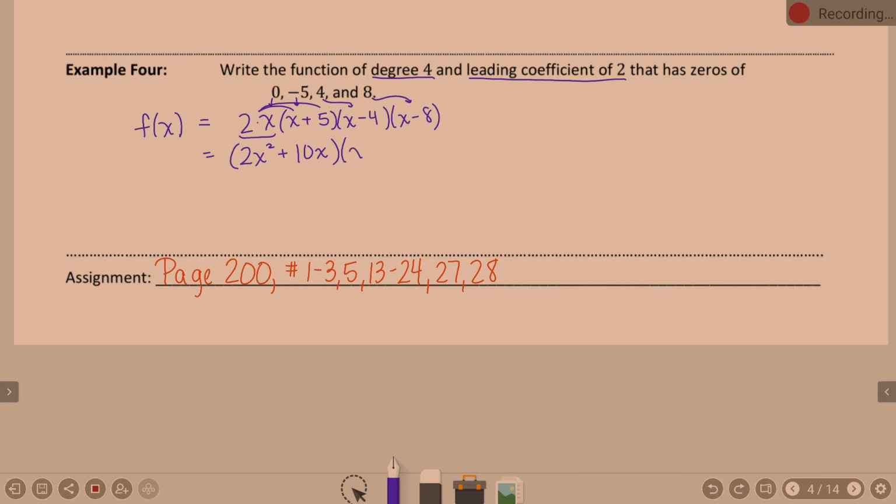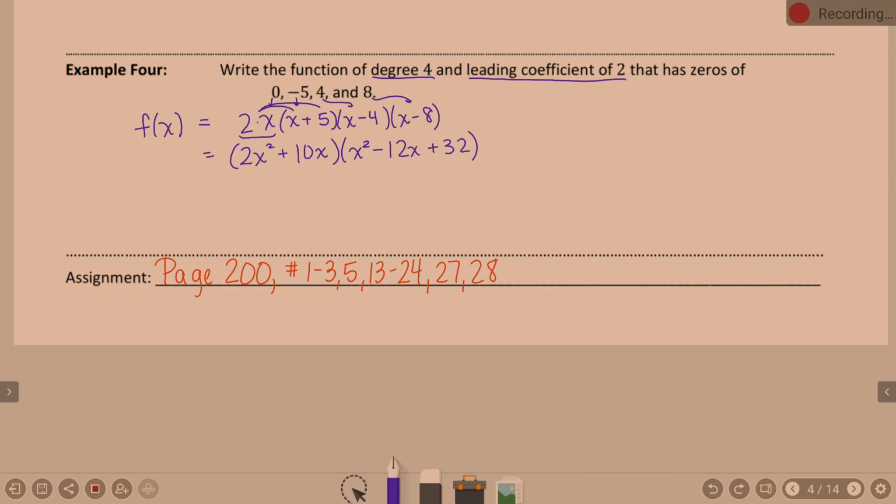So if we FOIL this, x times x is x squared. Outsides, minus 8x. Insides, minus 4x. Minus 8x and minus 4x is minus 12x. Minus 4 times minus 8 is plus 32. Are we okay with that? And that's a binomial times a trinomial. Okay.